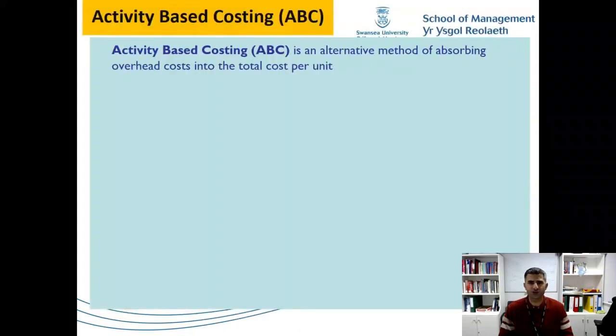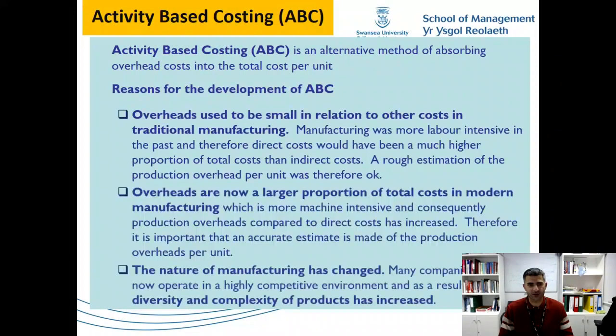So why do we really need ABC? Let's look. ABC is very important, and we need it as an alternative method of absorbing overhead for specific reasons. The first one: absorption costing is usually suitable for a business that has a small portion of overhead cost. Small portion of overhead cost, and that's more suitable for them.